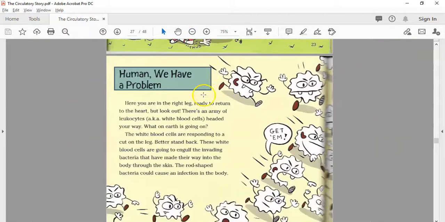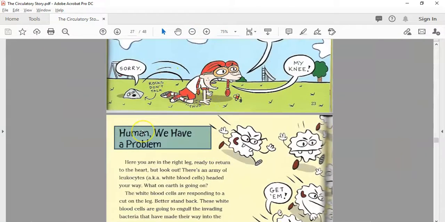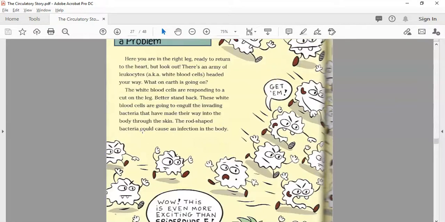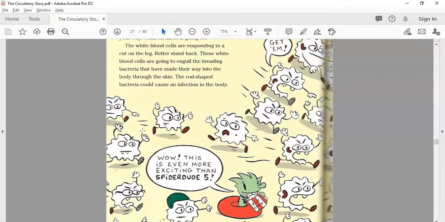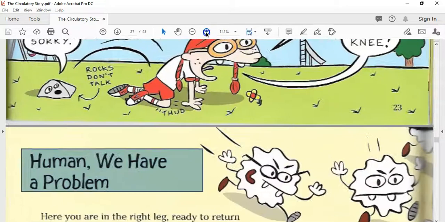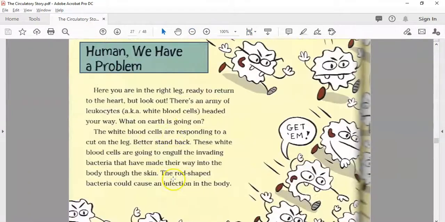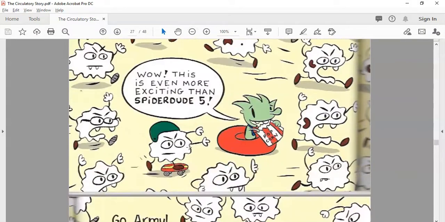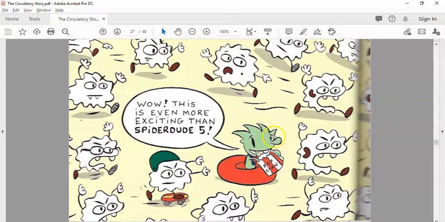So I know, boys and girls, that when I fall, if you've ever fallen, I'm sure you have, you get a little cut. So guess what is trying to prevent any bacteria from going in? We just learned about them. What are they called? White blood cells. Yes, they're helping your body. And look what it says here. Look at what the author did to this illustration.